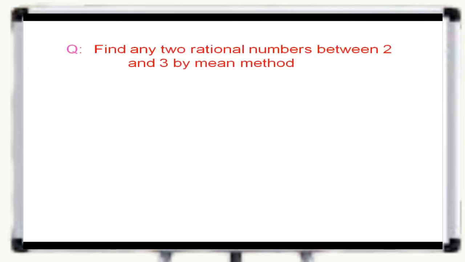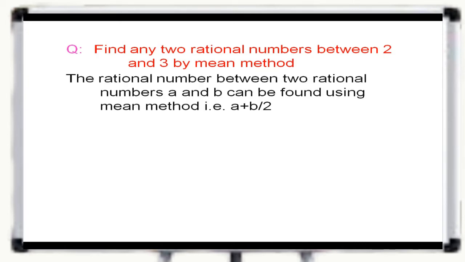So now take another question. The question is find any two rational numbers between 2 and 3 by the mean method. Here the given two numbers are 2 and 3. The mean method means the rational numbers between two rational numbers A and B can be found using the mean, that is A plus B by 2, sum of observations by number of observations. Here the observations are A and B. So the given numbers are 2 and 3. Here A is equal to 2 and B is equal to 3.